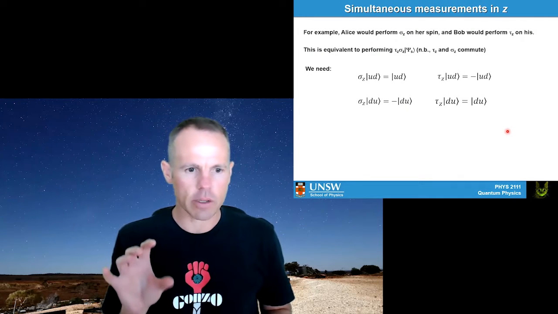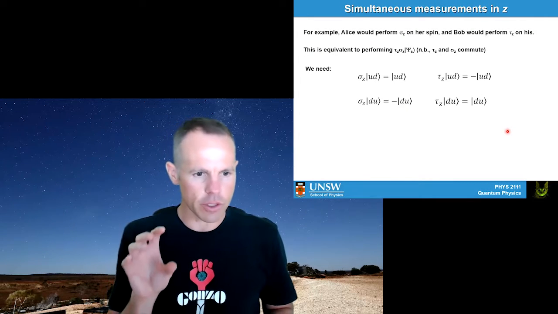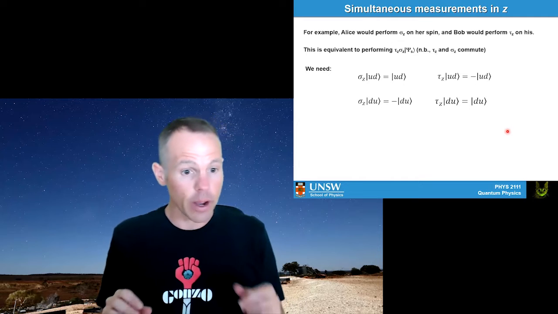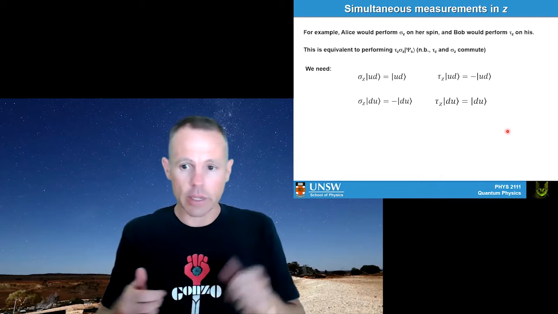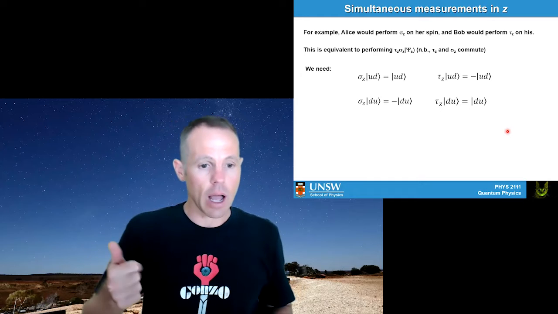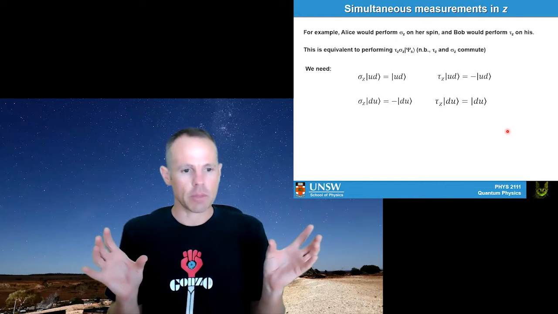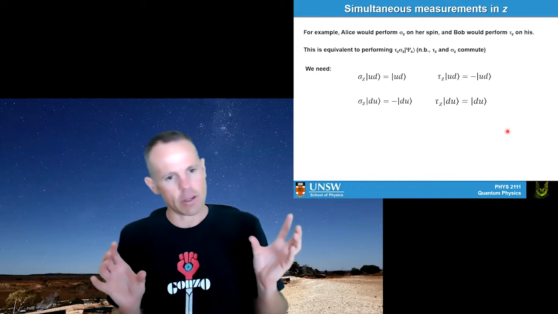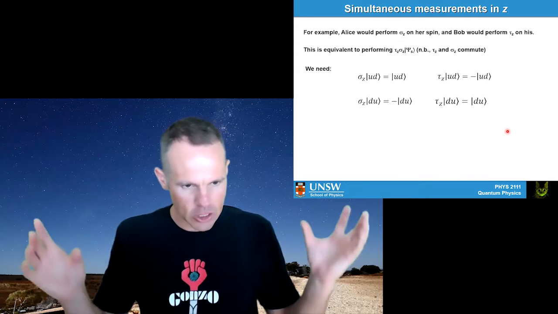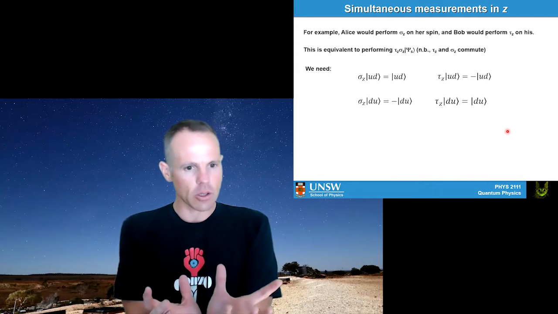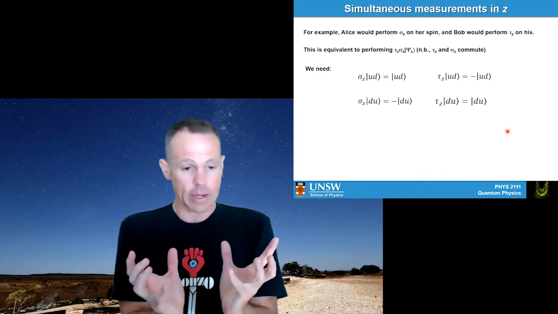What we're going to do now is look at simultaneous measurements of the z component of the angular momentum for our two spins. Essentially, Alice would measure whether her spin is up or down, and Bob would measure whether his spin is up or down. And to keep this nice and well behaved, instead of having one on Earth and one on Alpha Centauri, and it takes 4.5 years for the messages to come back, we put them on the opposite sides of a wall like we did in the experiment we had yesterday.